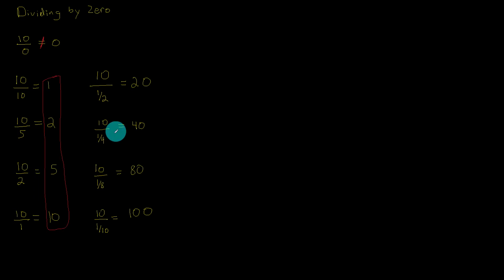And as this denominator approaches 0, as it gets closer to 0, the result, or the quotient, is still getting larger. So let's look at what happens when you divide the number 10 by 0. Well, we've already stated it doesn't equal 0, and this is a part of the proof. As the denominator gets smaller, as it approaches 0, the result, or the quotient, gets larger. So there's no way that 10 divided by 0 should equal 0. So what does it equal?